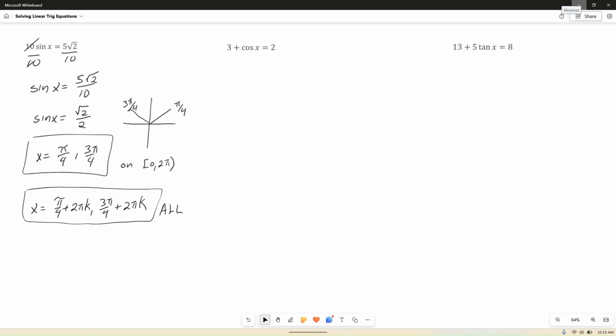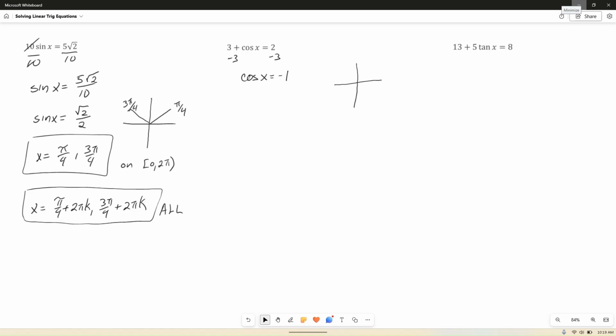We have 3 plus cosine x is equal to 2. In this case, to isolate the cosine of x, we just need to subtract 3 from both sides. That will leave us with cosine of x is equal to negative 1. Now, again, we want to shift gears a little bit and think about our unit circle. Where is cosine negative? Well, since cosine represents an x coordinate on the unit circle, we're going to be somewhere in the second or third quadrants.